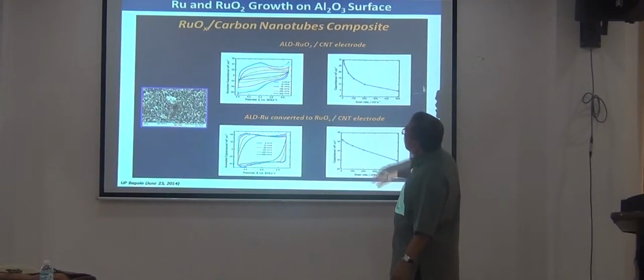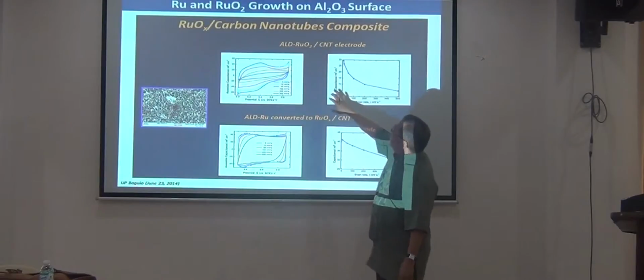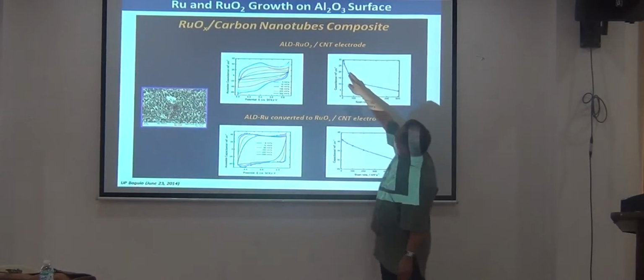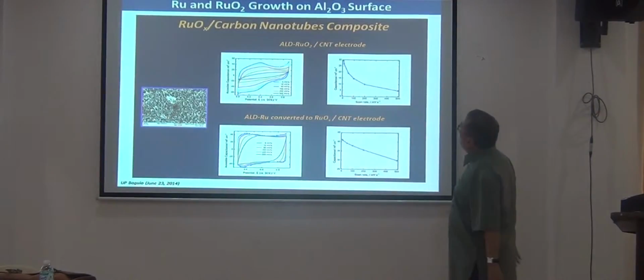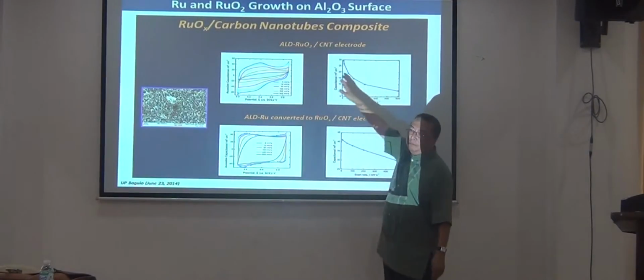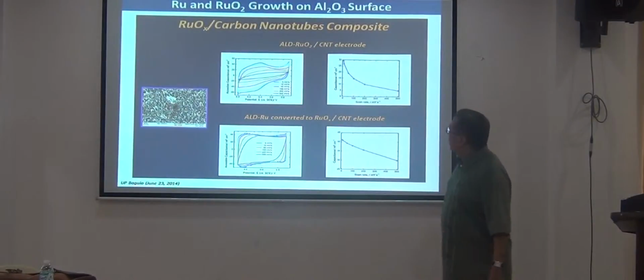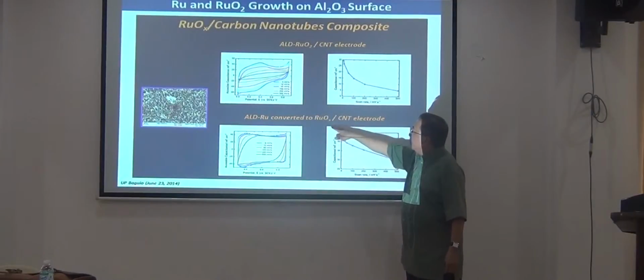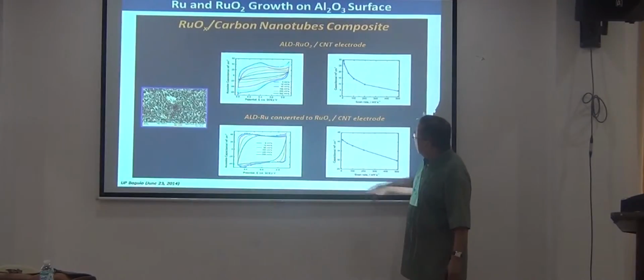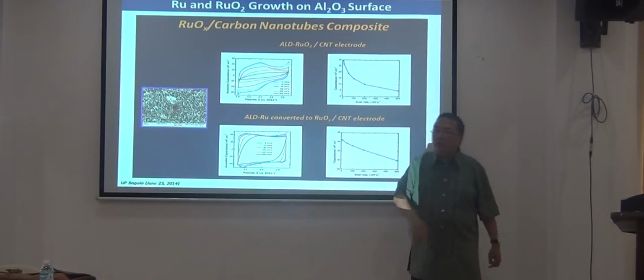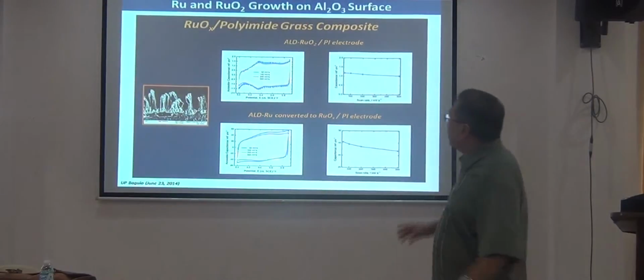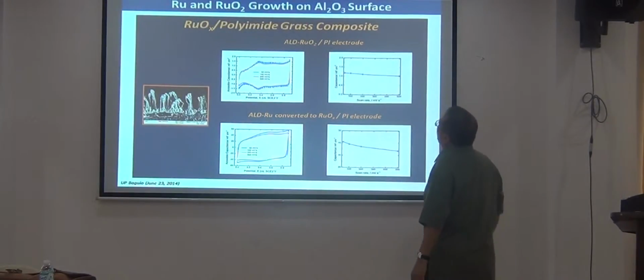And as you can see, indeed, if, let's say, for example, you grow ruthenium oxide on carbon nanotube, you get capacitance as high as about 30. And for the one that was ruthenium oxide that was converted from ruthenium by electrochemistry, you get an even higher, about 40 in this case. Now, that's on carbon nanotube.